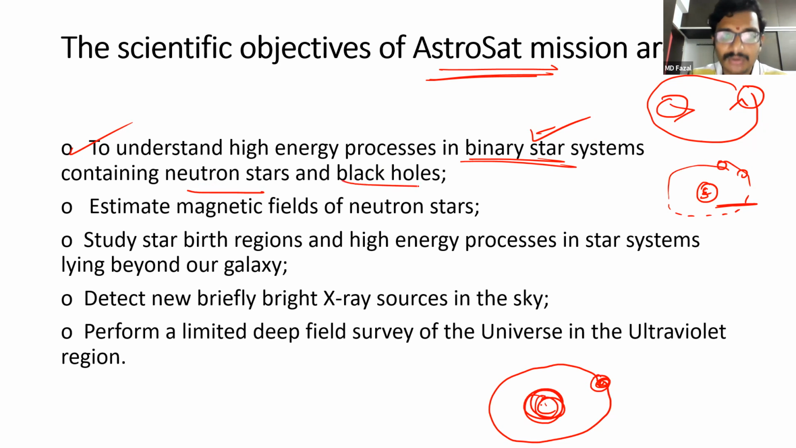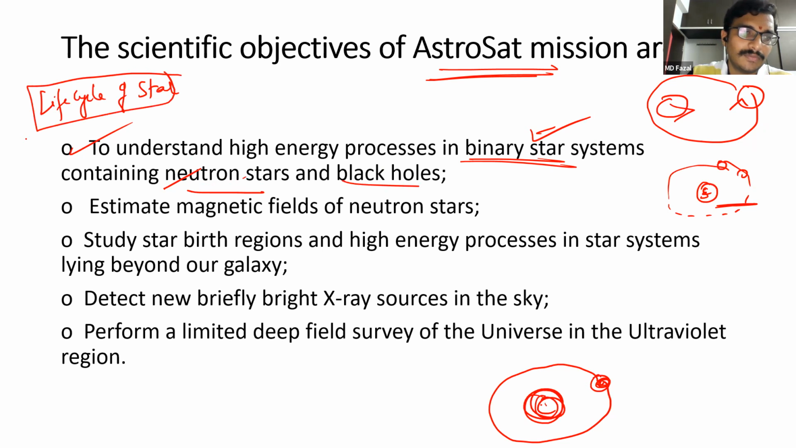Neutron stars, black holes, all these things we will discuss in the life cycle of a star, maybe in the next class, because if you understand this, only then can we understand something about astronomy. Okay, one thing you understand about black holes. What are black holes? A black hole is a huge dense object out of which even light can't escape.